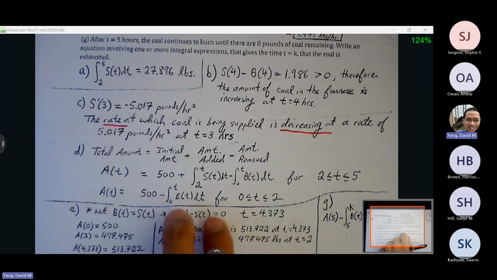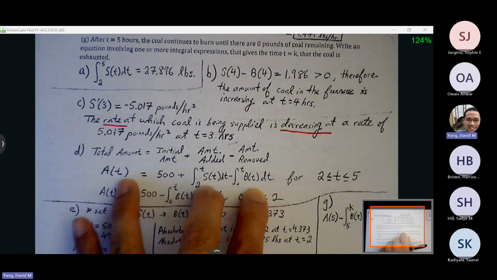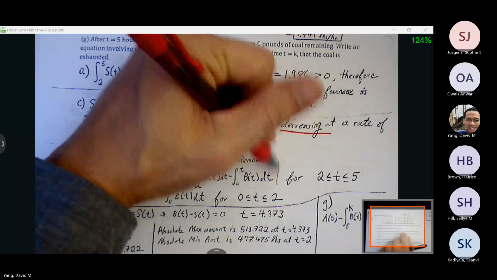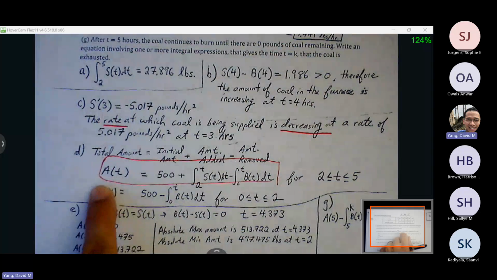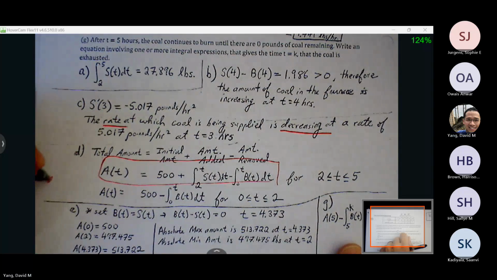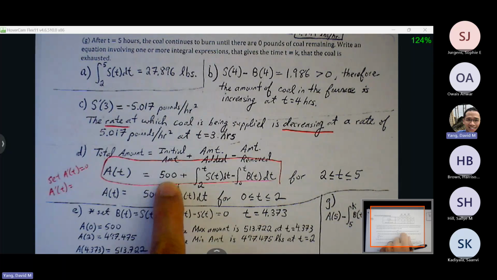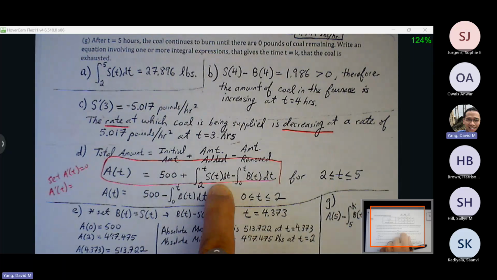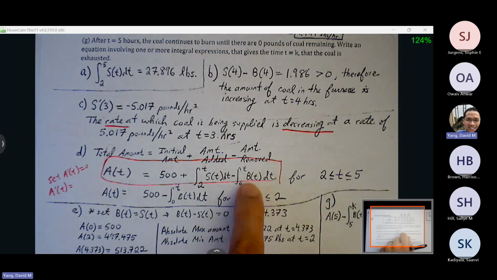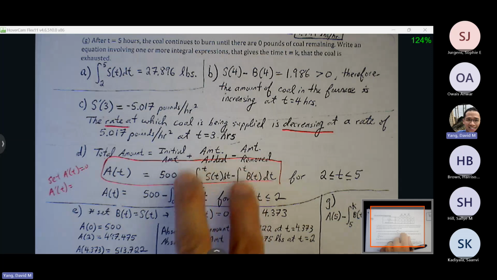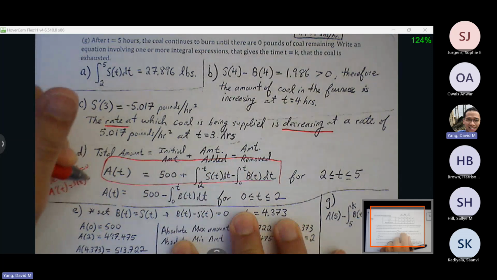And the way to do that is just look to see where B of T minus S of T equals 0. So basically we can create A prime. We basically set A prime equal to 0. And since A prime is the derivative of each of these terms, 500 goes to 0. Integral of S of T just becomes S of T. Integral of B of T just becomes B of T. We're just using the second fundamental theorem, right? Derivative of these will just strip away the integral here. So S of T minus B of T.